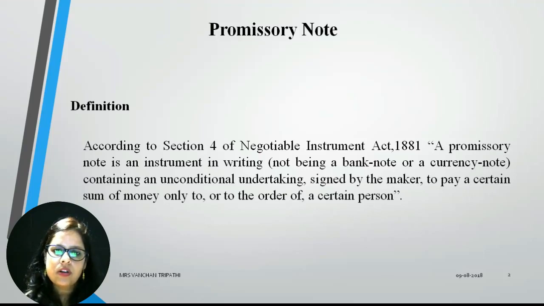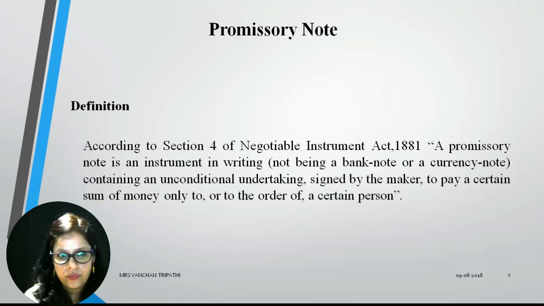But the promissory note does not include the bank note or the currency note. So basically, negotiable instruments are of different kinds. One kind is the promissory note. A promissory note is a written document which should be unconditional and should be signed by the maker. They need to promise to pay a sum of money to a person. The person should be certain.